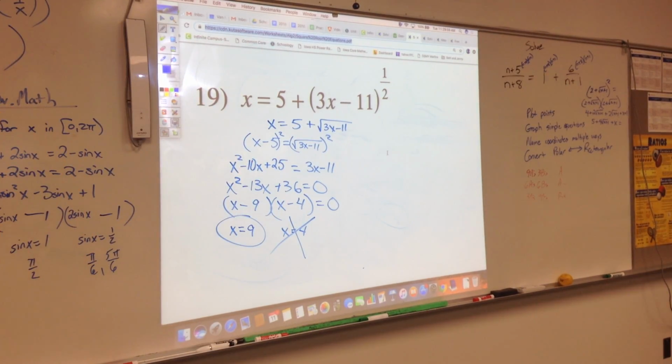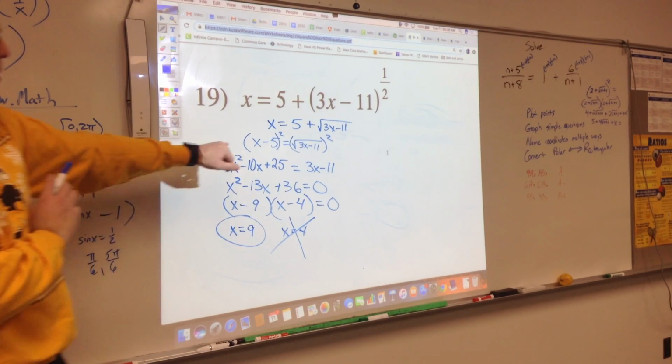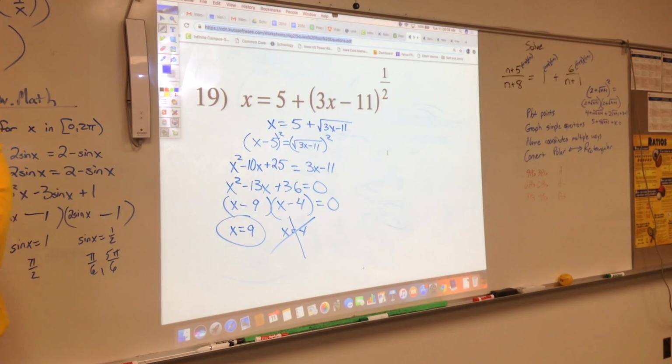Extraneous. That was an extraneous solution. Does not work in the original problem. It showed up because we squared both sides of an equal sign, which means we were squaring a variable, which usually adds in a solution that does not end up satisfying the original equation.